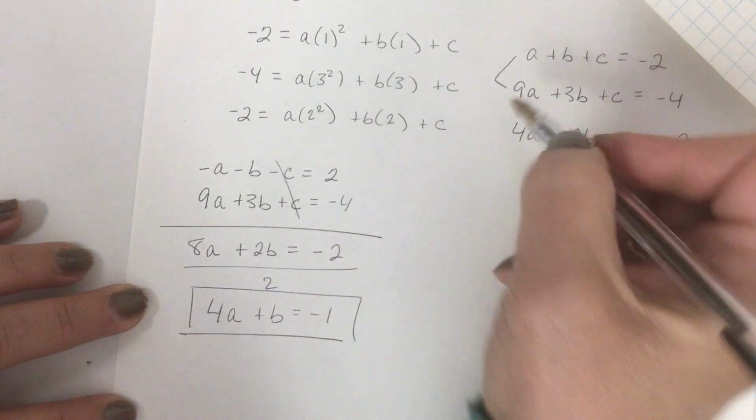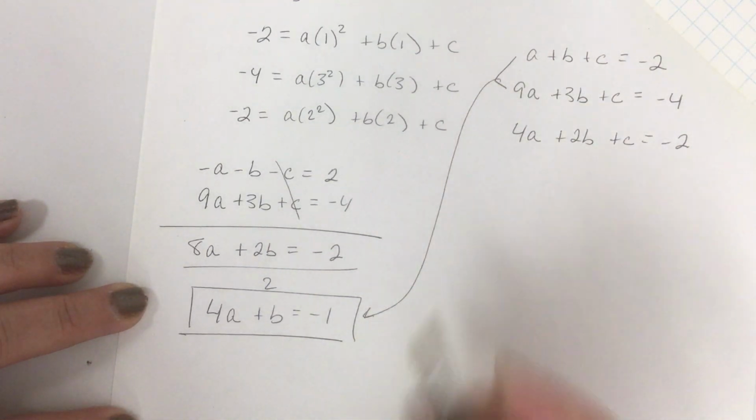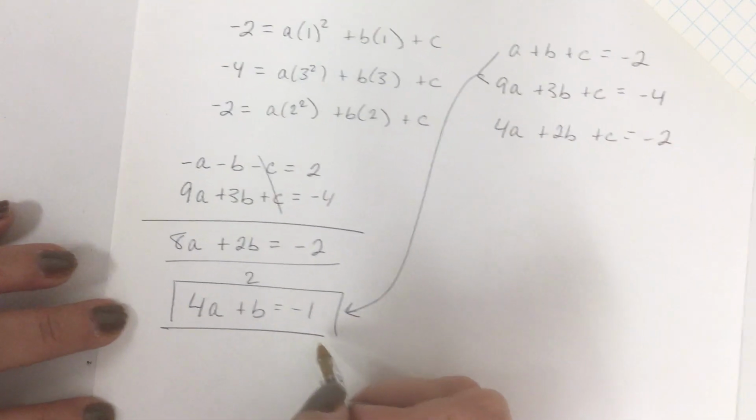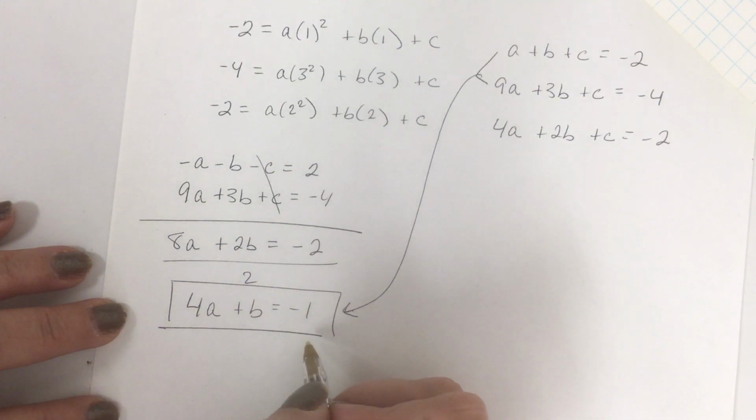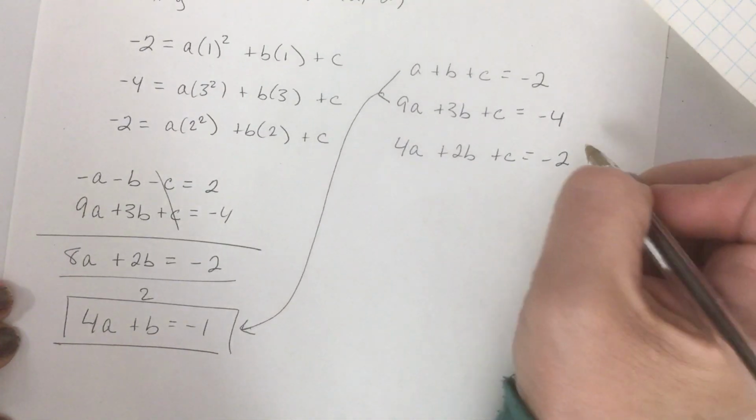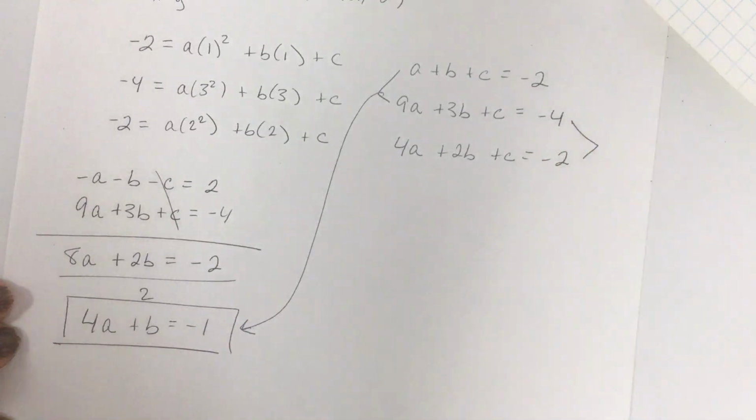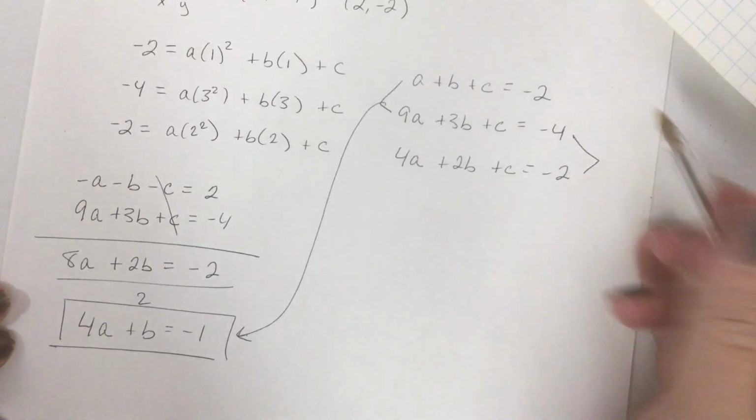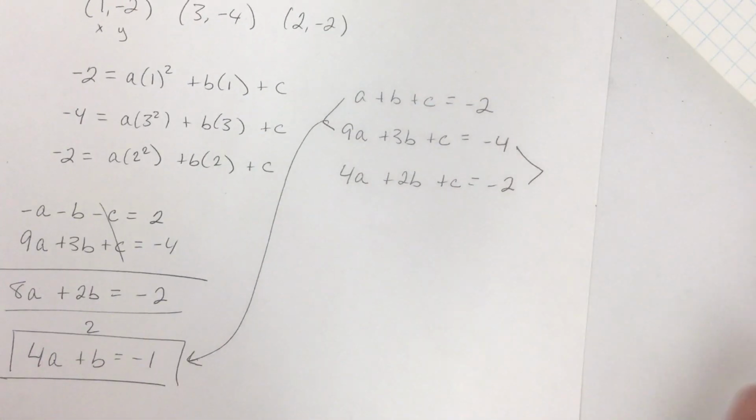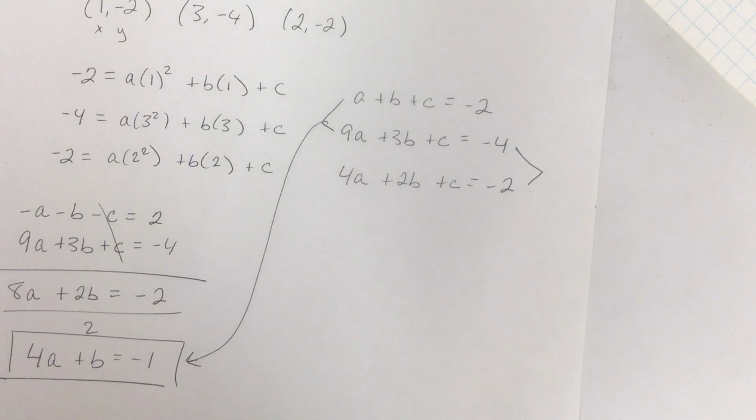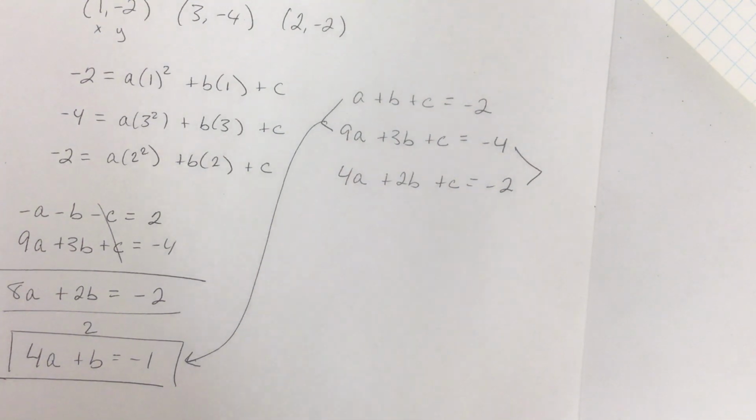So I took 2 equations and I combined them so that one of my letters would cancel out, and I'm left with that. Now I've got to take 2 different equations. So I'm going to take the second and the third. I could have taken the first and the third. I just have to take a different pair and get rid of the same letter. That's key. You've got to get rid of the same letter.